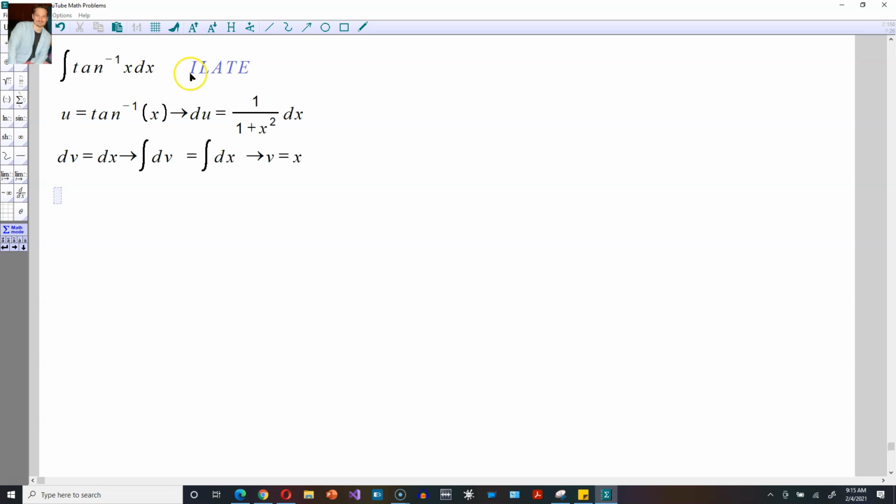So let me just copy this straight down. And then you just set this equal to u times v. So it would be x times the tangent inverse of x, and then minus the integral here of v du. So that will look like x times 1 over 1 plus x squared, and then dx. x tangent inverse of x minus the antiderivative here of this quantity, x over 1 plus x squared, and then dx.